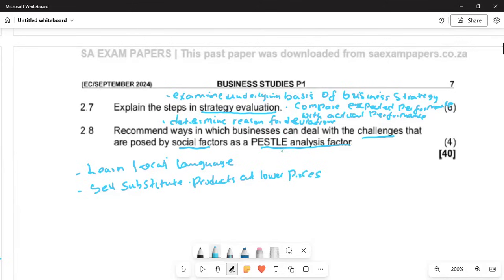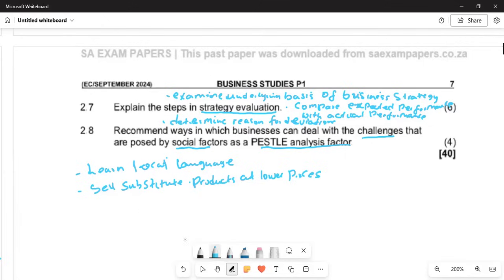Because we are talking about ways in which business can deal with the challenges that are posed by social factors. You'll find that where your business is established, people there are low income earners. So make sure that you sell substitute products to them so that they can afford those products and services. That is what it means. The other one, you can say business must be well conversant with demands and trends of the customers.